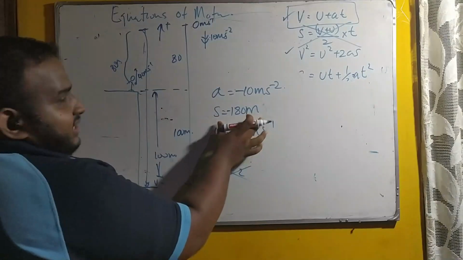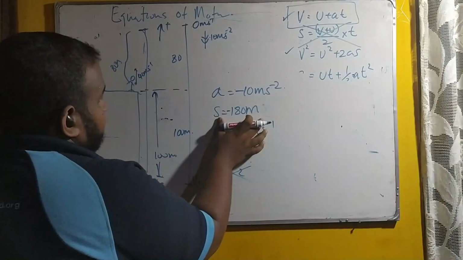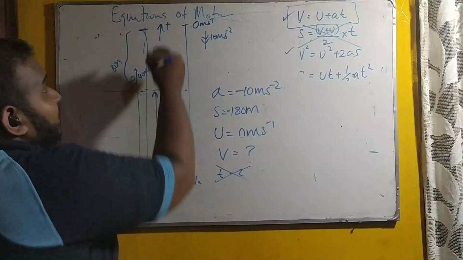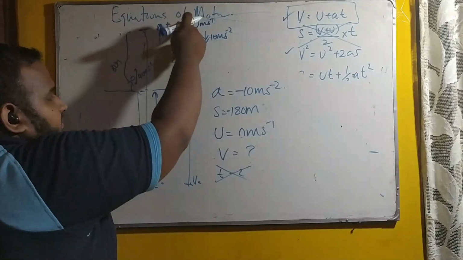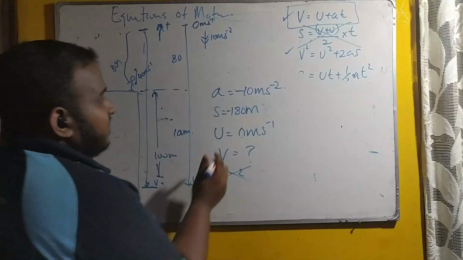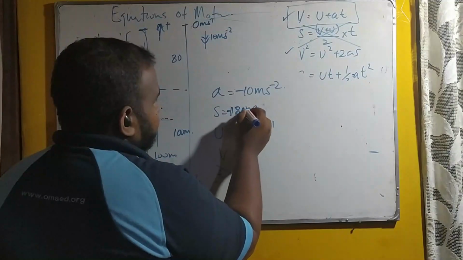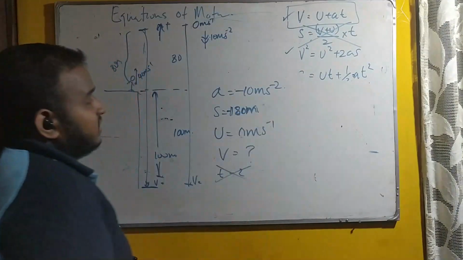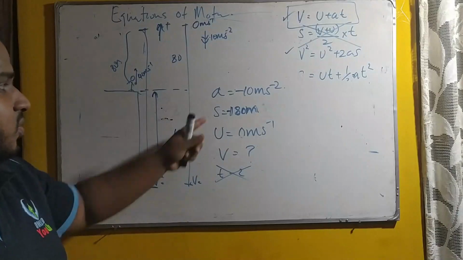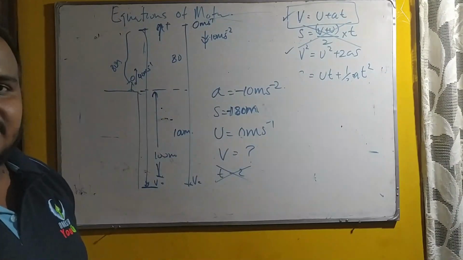And the displacement is more important. When you consider the displacement, our considered direction is upward but the displacement is downward. Therefore the displacement should be minus 180 meters.